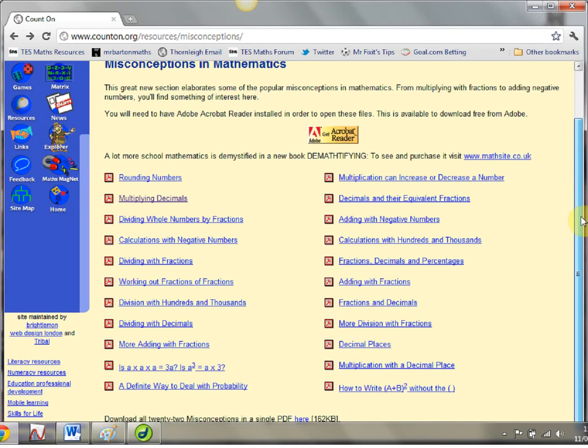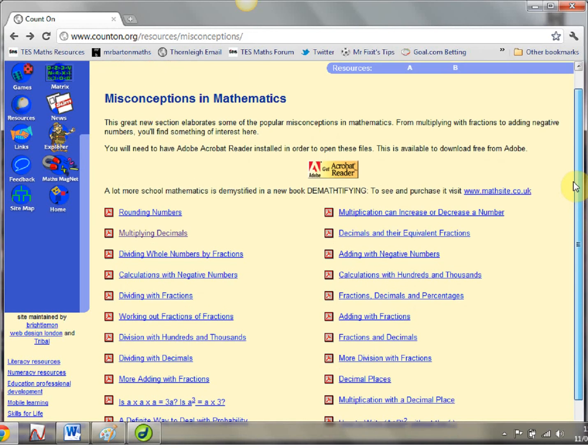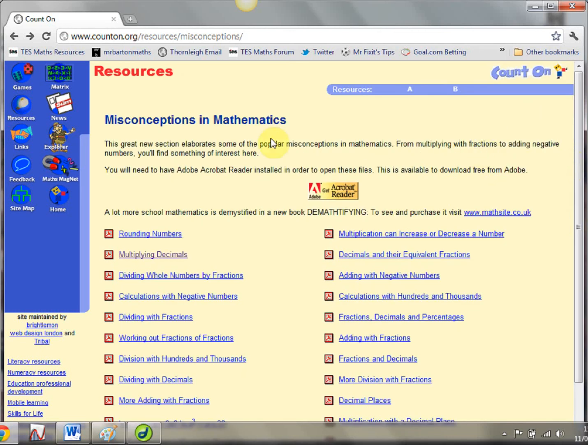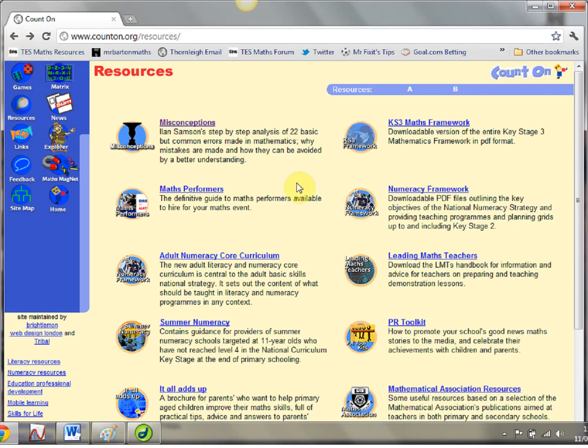So there's loads of misconceptions discussed, and if you think their way of dealing and tackling with those misconceptions isn't a good one, then all the better, because it means teachers are then swapping ideas for how they think they should deal with the misconceptions. So if you haven't visited this Count On for a while, it really is worth a revisit, and it's certainly worth a look at this misconceptions and some of the other excellent things that are in the resources page.